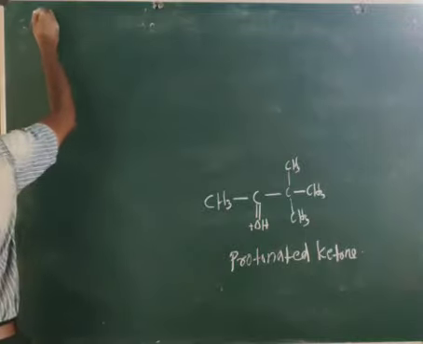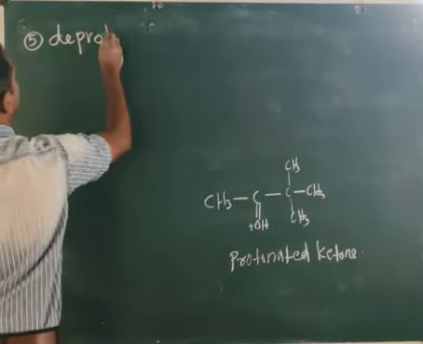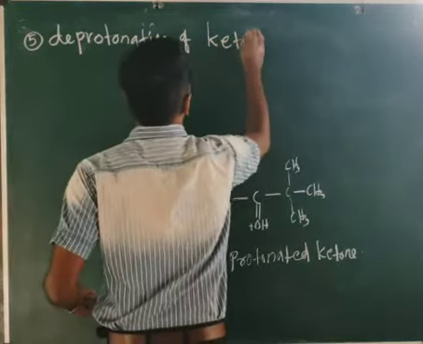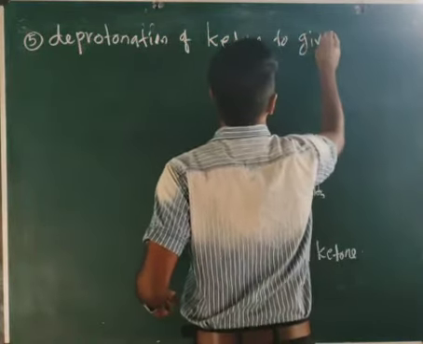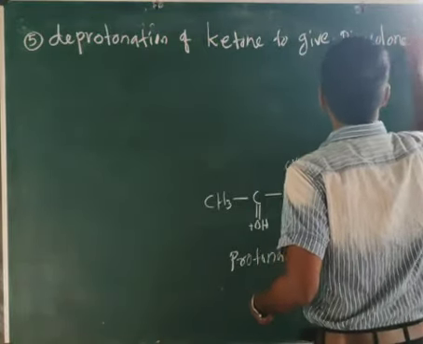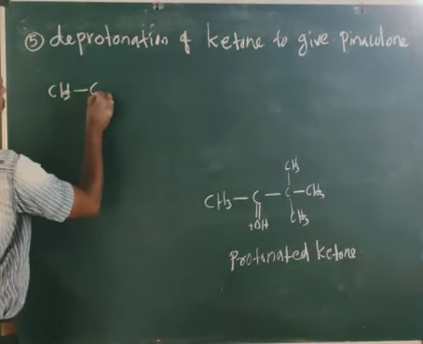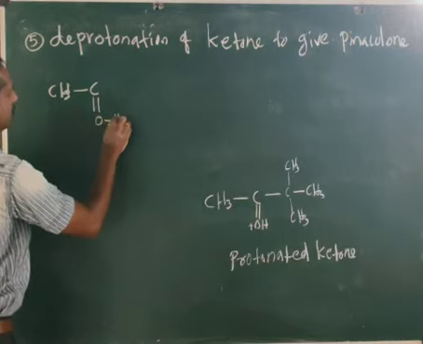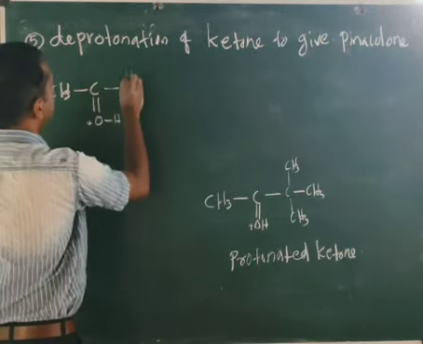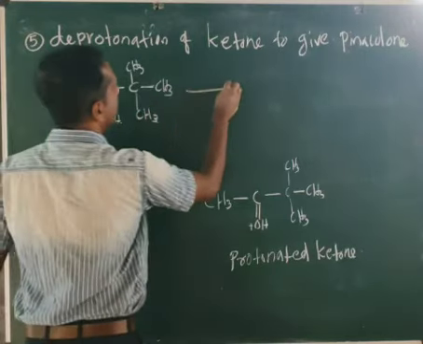Okay, last step. The fifth step is deprotonation of the ketone to give pinacolone, or ketone. That means CH3, C double bond OH with a positive charge, and here it is CH3, CH3, CH3. What do we mean by deprotonation?